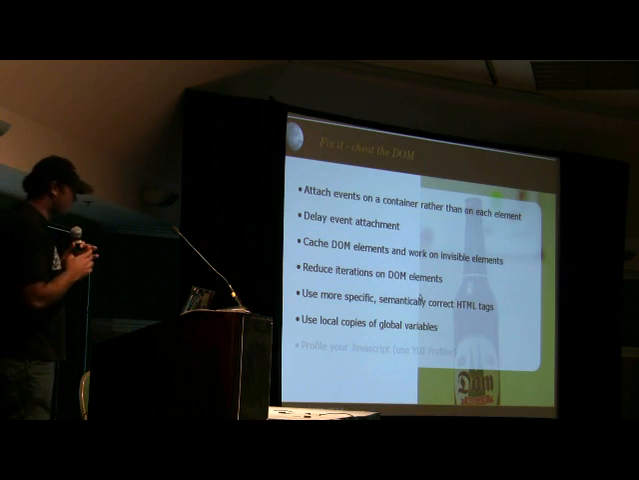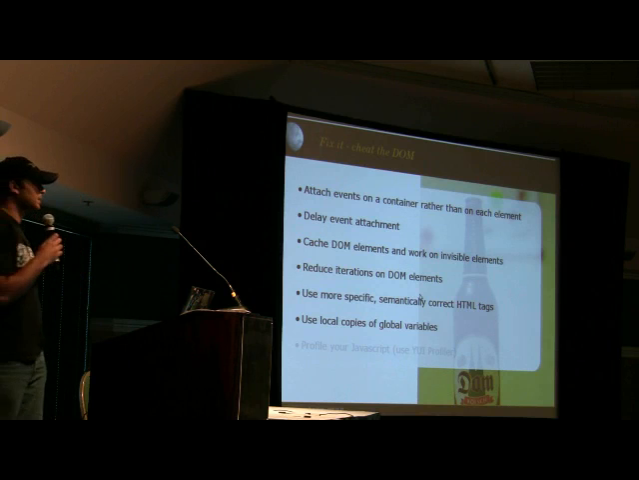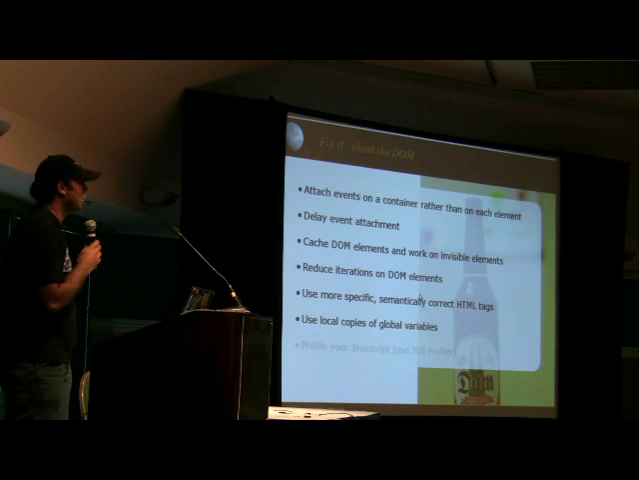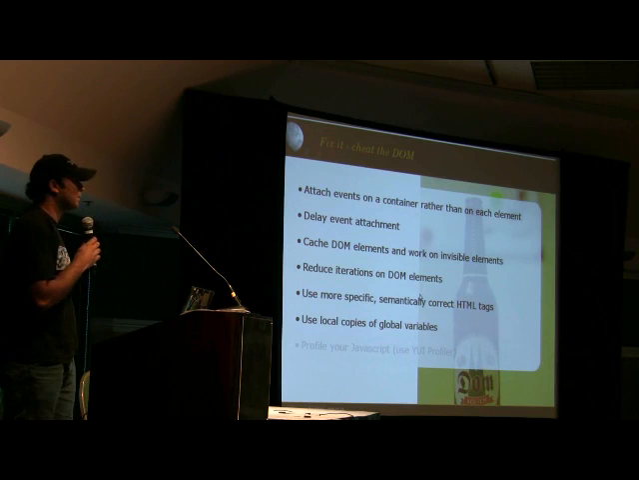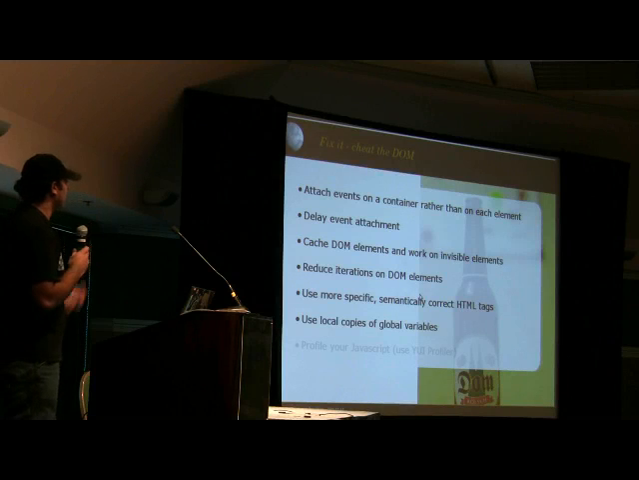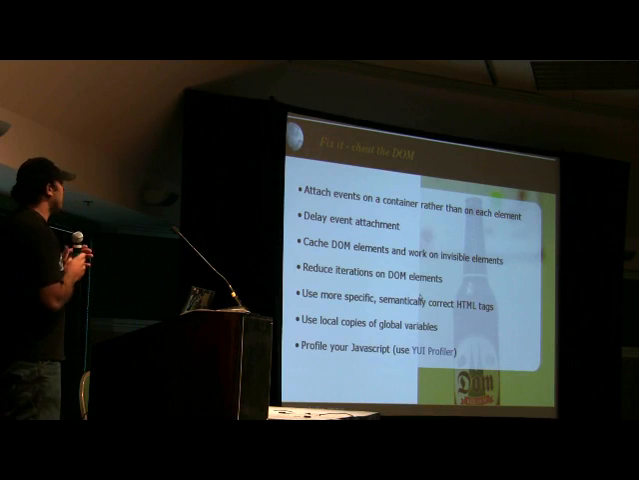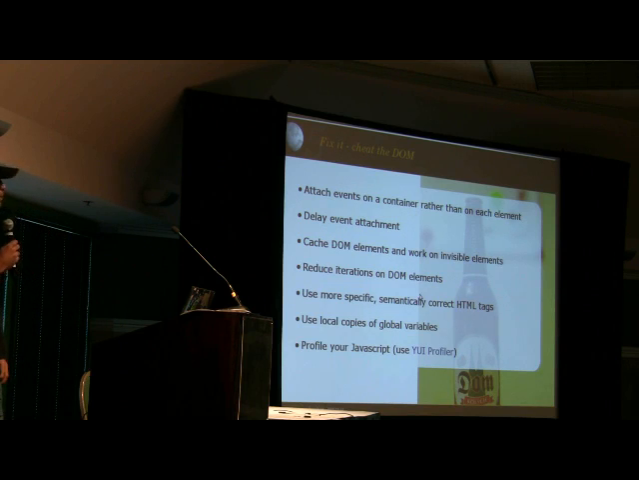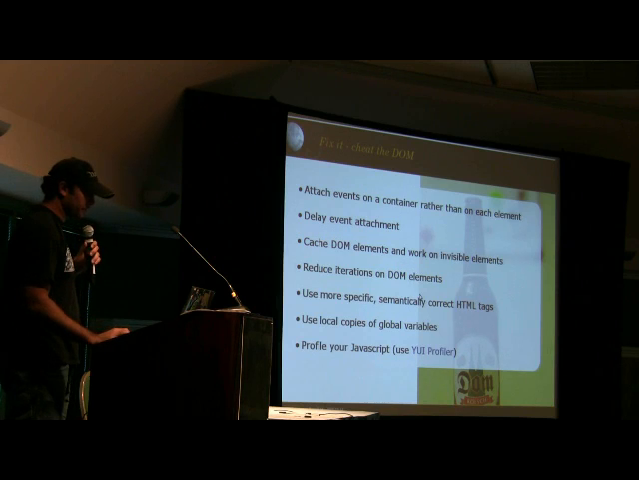Use local copies of global variables. Global variables are interesting in JavaScript. A global variable is actually a member of the window object, at least in your browser. So when you do a lookup on a global variable, it needs to look up the entire window object to find that particular property within it. If you use a local copy, it doesn't have to do this kind of lookup, and that speeds things up. Of course, before you do any optimization of your code, profile your JavaScript. The YUI library has something called the YUI Profiler that you can use to profile your JavaScript code.